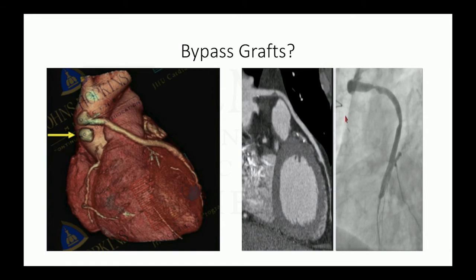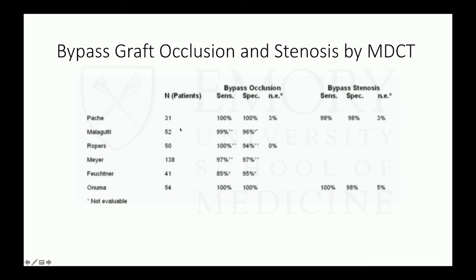What about bypass grafts? This is a nice 3D volume rendering image of bypass grafts. Here, clearly identifying a stenosis in the body of the graft. CT is actually uniquely good at the evaluation of bypass graft occlusion and stenosis. One of the reasons is because it's not subjected to coronary motion in the same way. Bypass grafts are obviously much larger, and so they're visualized easily with CT.